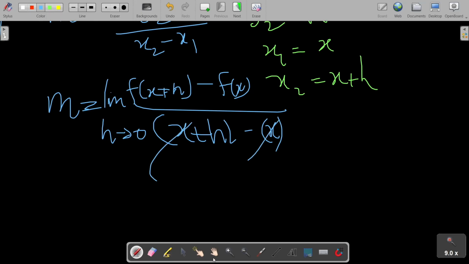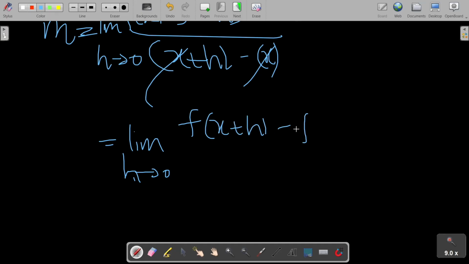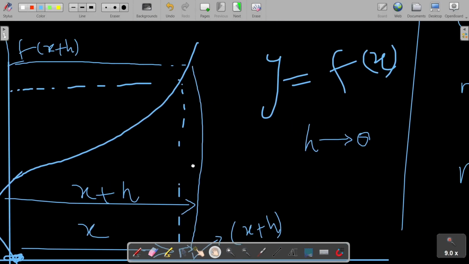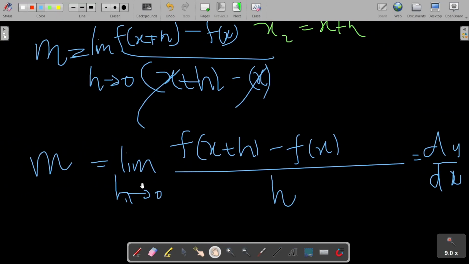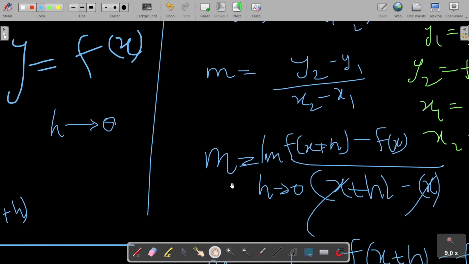So the x cancels in the denominator, and we get the formula as limit when h tends to 0. Remember, h is the small distance. f of x plus h minus f of x over h. This is the slope for the function, and this is also dy by dx. So that's how we get that formula. This is the fundamental formula for derivatives. This is the theoretical derivation for this formula.